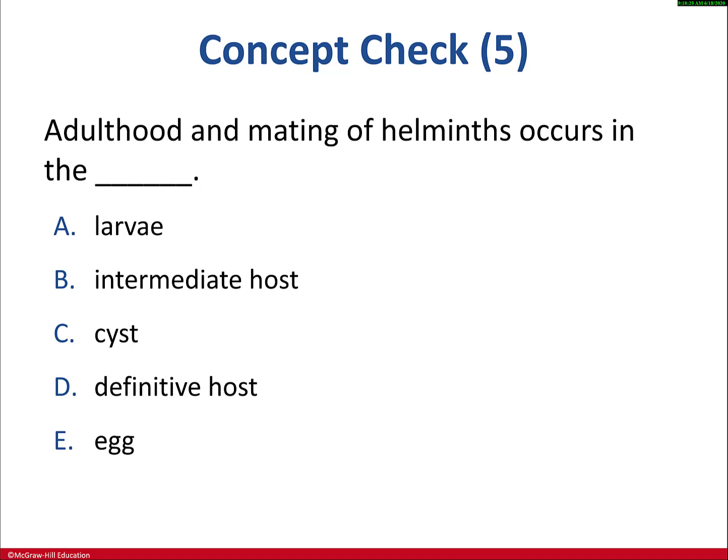So adulthood and mating of helminths occur in what stage? Mating of the helminths occurs in the intermediate host or the definitive host, because all the others aren't really. Mating of helminths occurs in the definitive host. So the definitive host becomes the carrier, and they mate and spread and disseminate. So D would be the right answer.